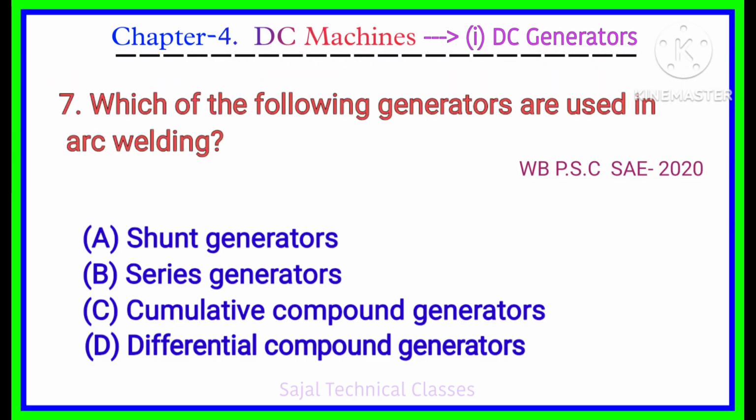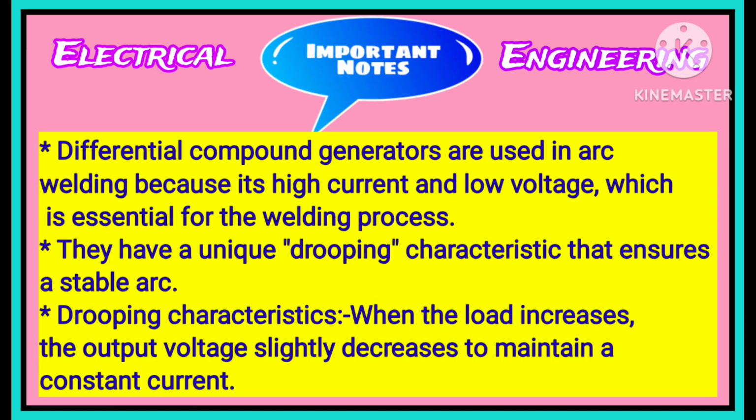Question number 7. Which of the following generators are used in arc welding? Option A shunt generator, option B series generators, option C cumulative compound generators, and option D differential compound generators. Right answer option D differential compound generators.